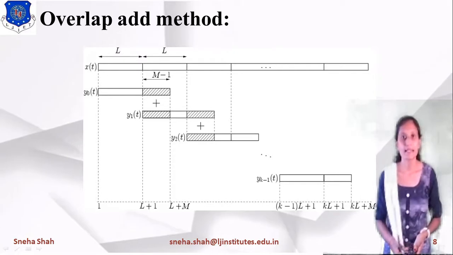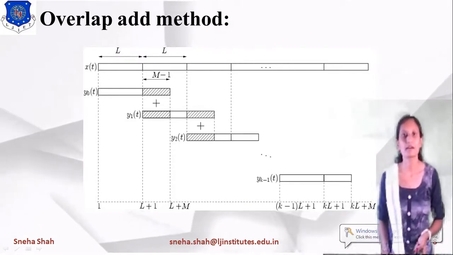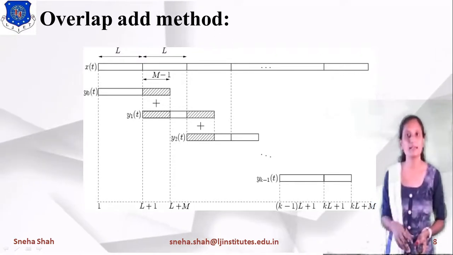You can see that we add the zeros at the end, because if we add zeros at the end, then there is no data loss.